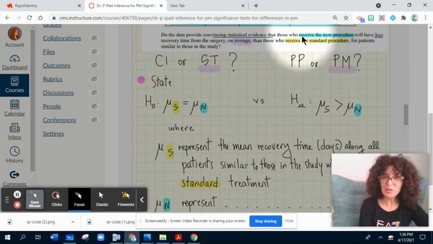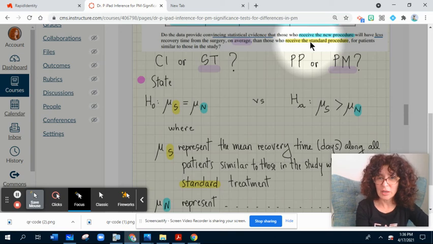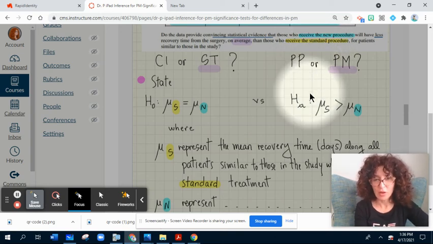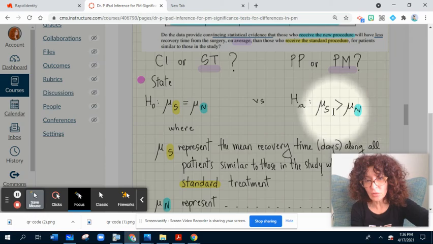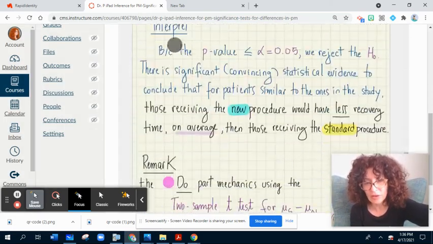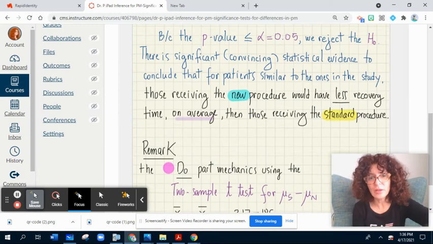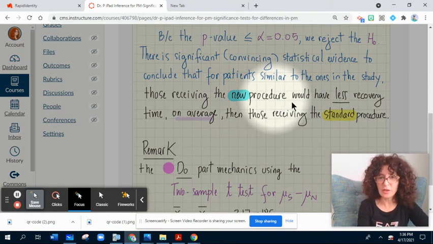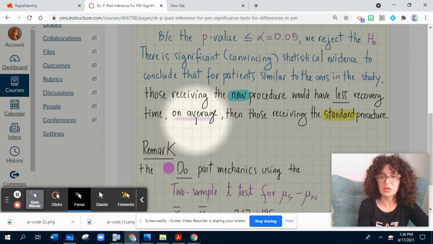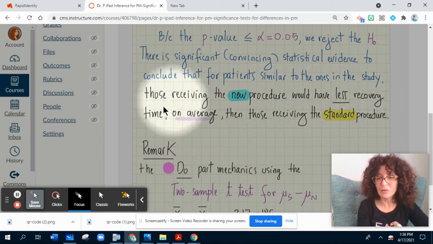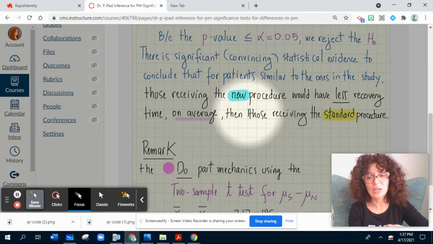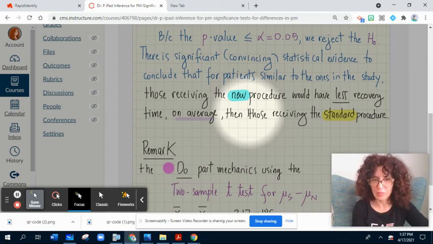The mean of the patients who receive the new procedure will have less recovery time than the mean of the patients who receive the standard procedure. So shortly, new less than standard when referring to the mean. That's why your conclusion is the new procedure will have less recovery time than those receiving the standard procedure. And that's why we use the word average or the word mean, to be clear that you refer to the mean recovery time.